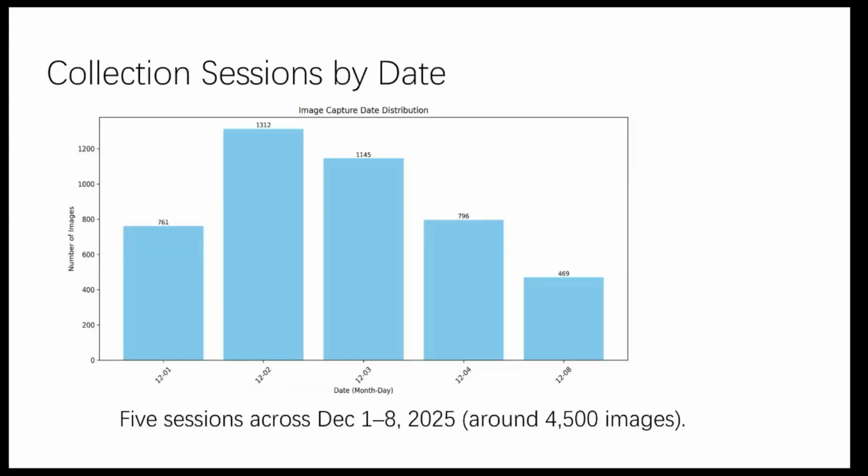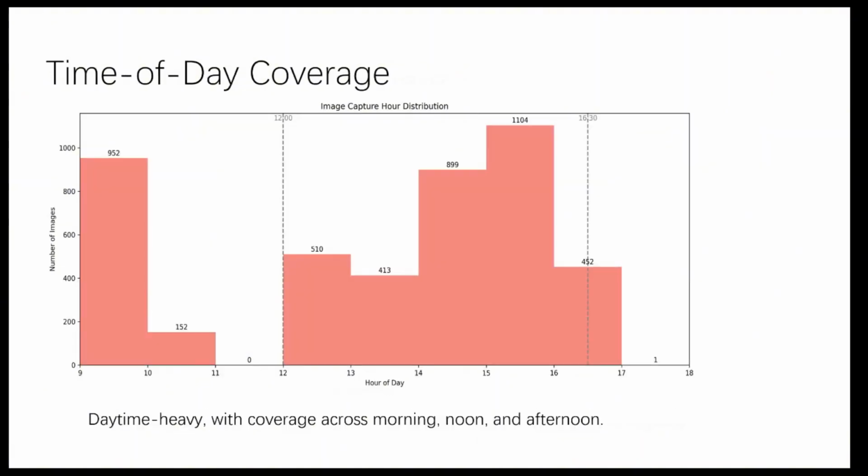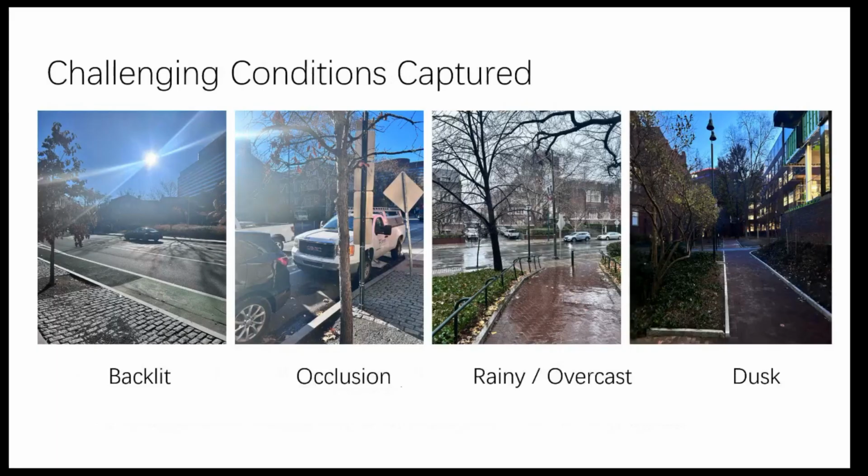Here is the distribution across 5 collection sessions. Splitting collection into multiple sessions helps capture day-to-day appearance changes. This histogram is daytime heavy, but covers morning, noon, and afternoon, which helps generalize across different lighting and shadow conditions. Finally, we included challenging cases, like backlighting, occlusions, rainy weather, and dusk, to reflect real-world variability and improve robustness.